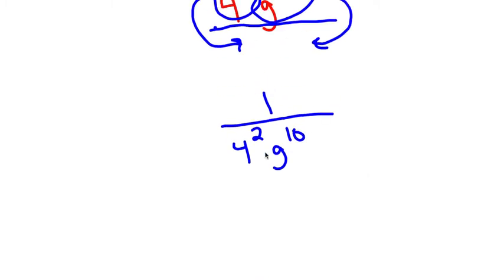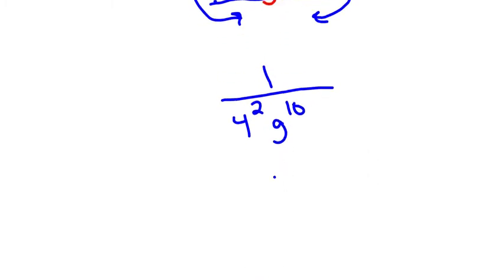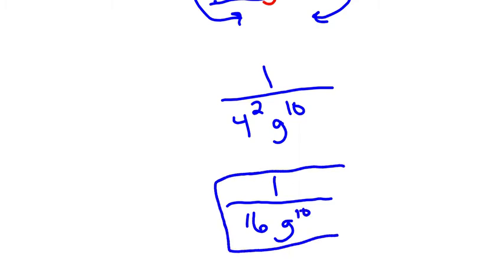So last thing we need to do is 4 squared. You can go ahead and plug that in your calculator. 4 squared gives us 16. G raised to the power of 10. So there's your final answer: 1 over 16 g to the 10.